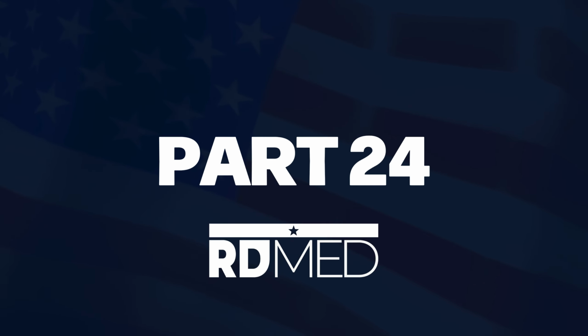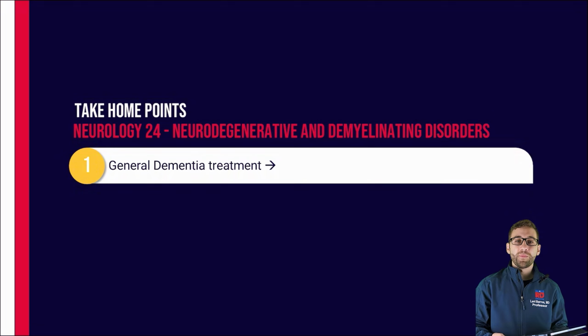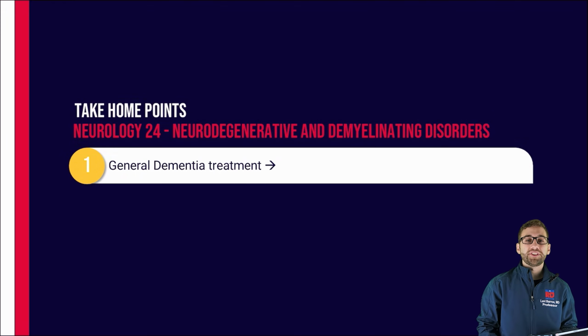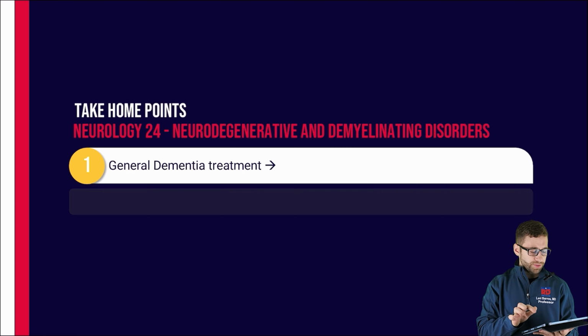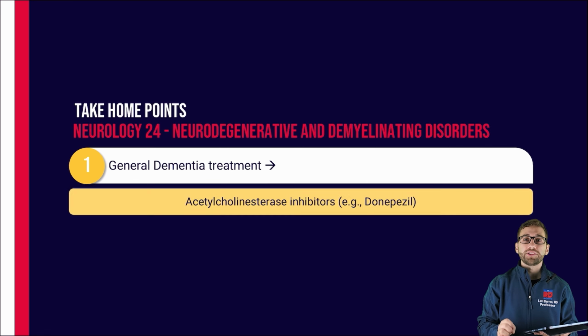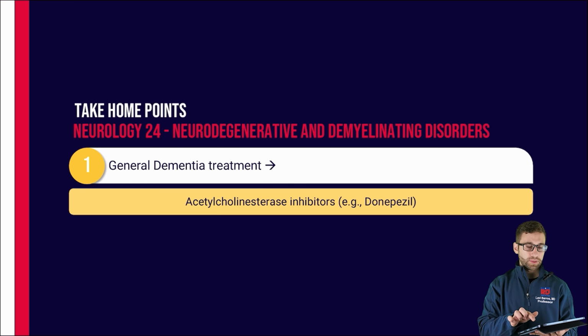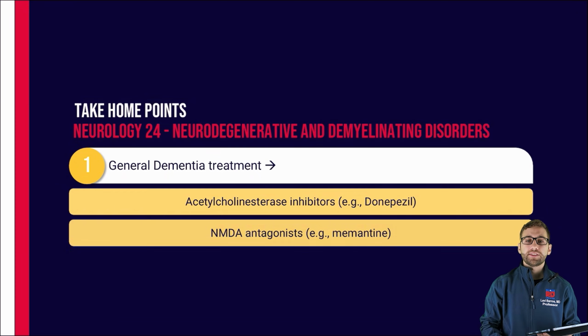Part 24. Welcome to our take-home point session on neurodegenerative and demyelinating disorders. Let's begin with the general treatment approach for dementia. The mainstay of treatment includes acetylcholinesterase inhibitors such as donepezil, which increase acetylcholine levels in the brain to help improve memory and cognition. NMDA antagonists like memantine are also useful to reduce glutamate excitotoxicity and provide neuroprotection.